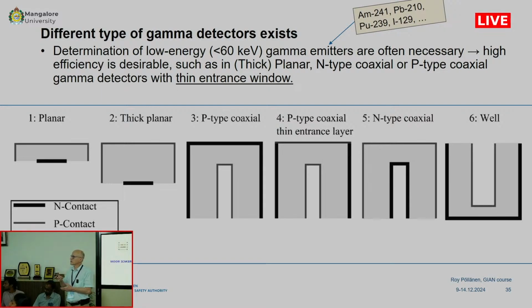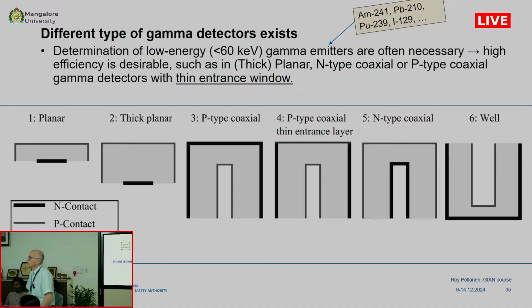Regarding gamma detectors, there are different types of detectors. What kind of detectors do you have here? In STUC we have these planar or thick planar detectors. We have also one well detector, mostly P-type detectors. We have one N-type and two P-type. One planar and two P. Yeah, N-type and two P. All right. What is a P-type coaxial? Yeah, like we have.